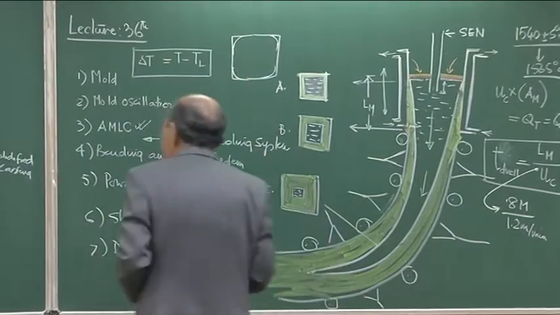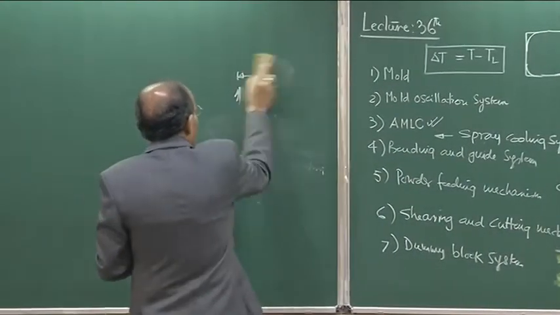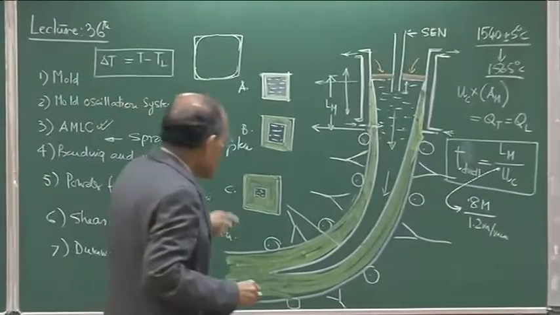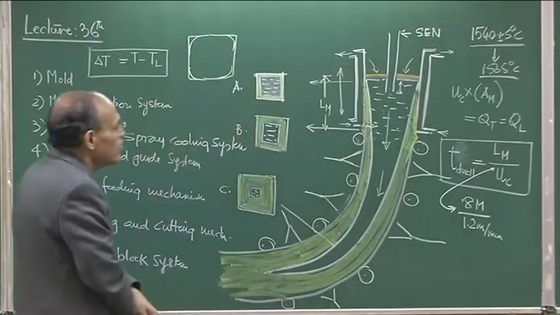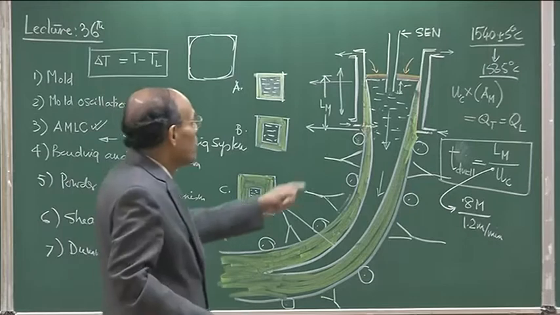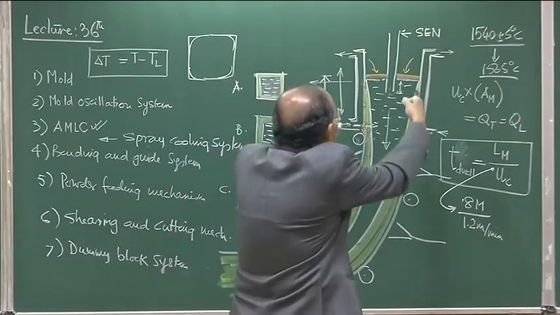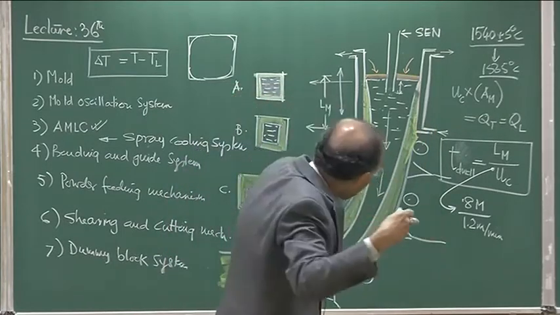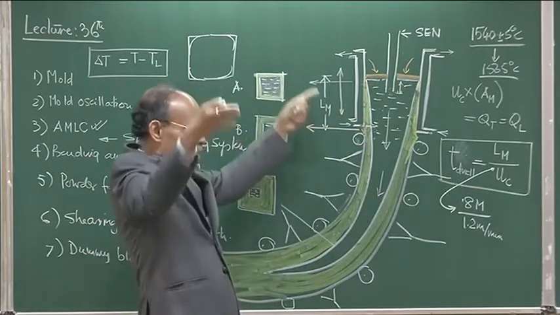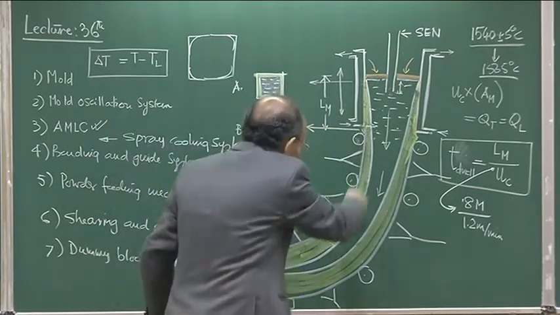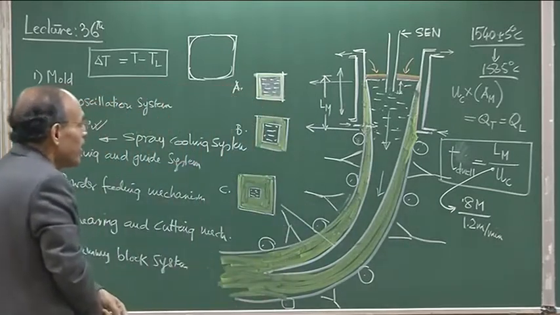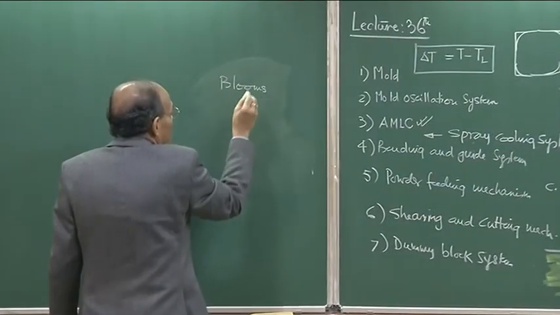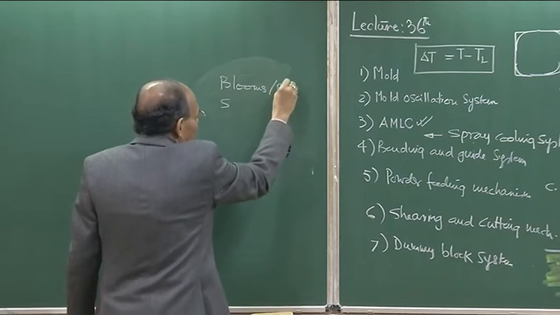I want to tell you one important aspect of continuous casting. This is more or less the scenario. Only thing is that if I have drawn a section of a bloom, you can imagine that this section is perpendicular to the board, so you are looking through the narrow face, not through the wide face. That's possibly the kind of scenario that you are going to get.